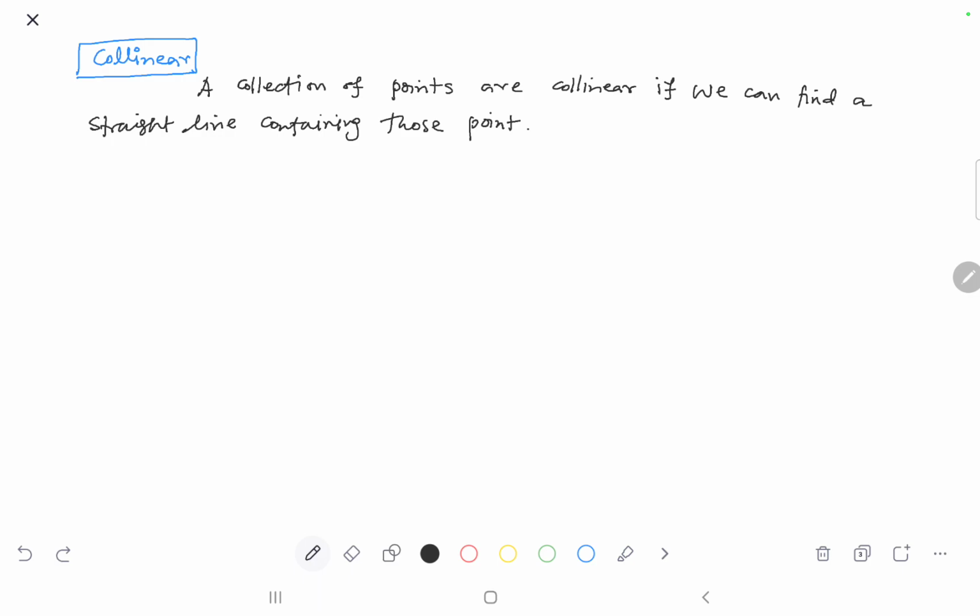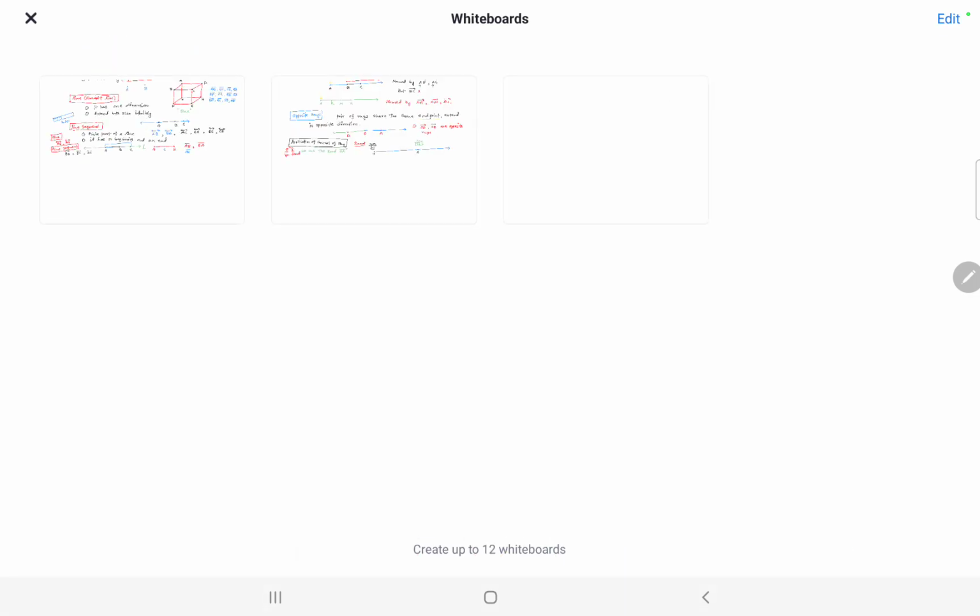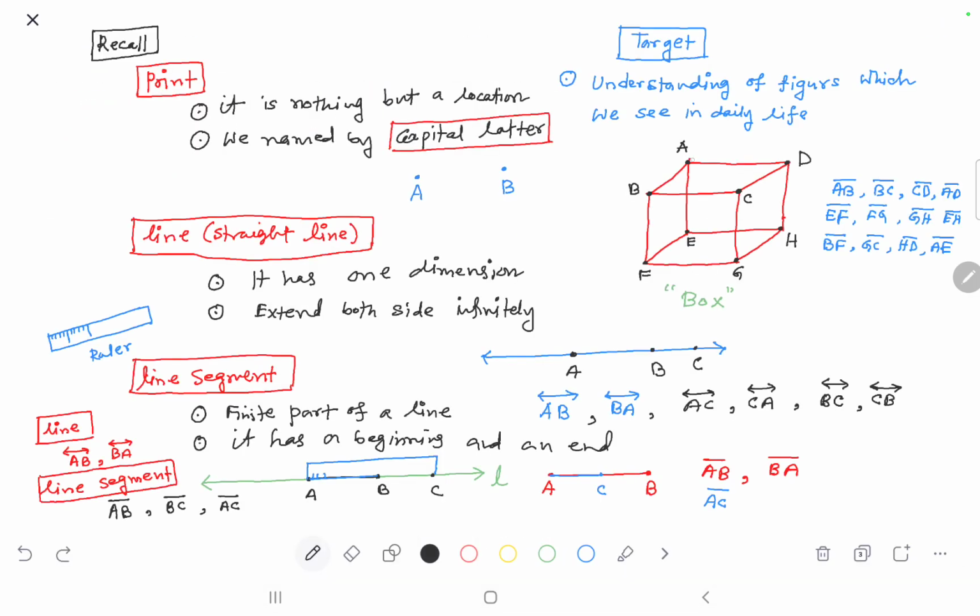If you look at the box, let me go to the box. Are the points A, B, C collinear? A, B, C points collinear?